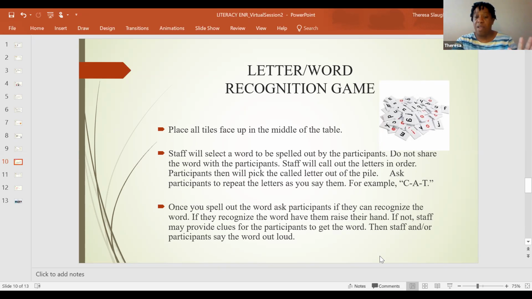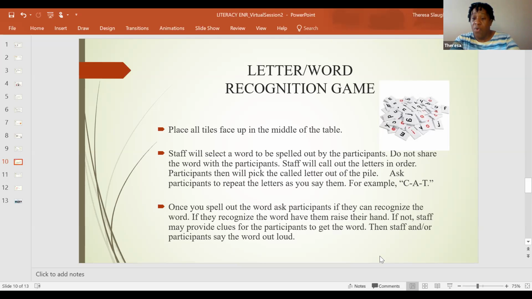So again, my word is cat. So I would say C, and then the kids have to find a C in the pile. And then they would also repeat the letter. I would say A, they would find an A and repeat the letter. I would say T, they would find that T and repeat the letter.